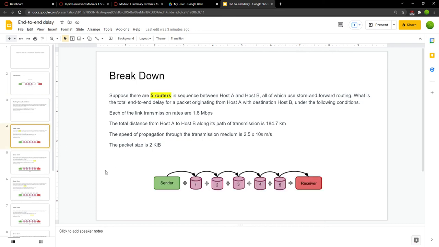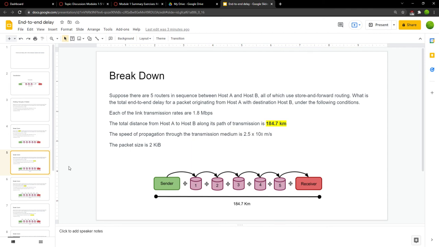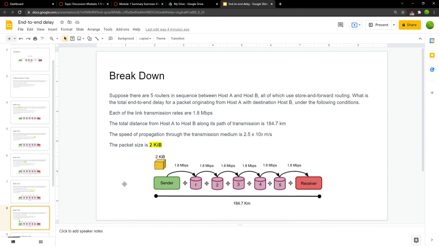Let's break this down. First, there are 5 routers, which means that there will be a total of 6 jumps or transfers before the packet will ever reach our receiver. Second, the total distance that our packet has to travel is 184.7 kilometers. Third, our link transmission rates are 1.8 megabytes per second along all of the transmissions until the packet gets to the receiver. Fourth, our speed of propagation is 2.5 times 10 to the 8th meters per second. And lastly, the packet size that we are transferring is 2 kilobytes.